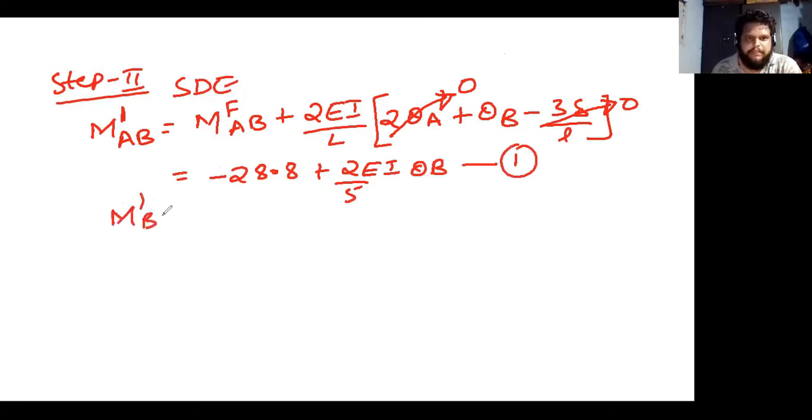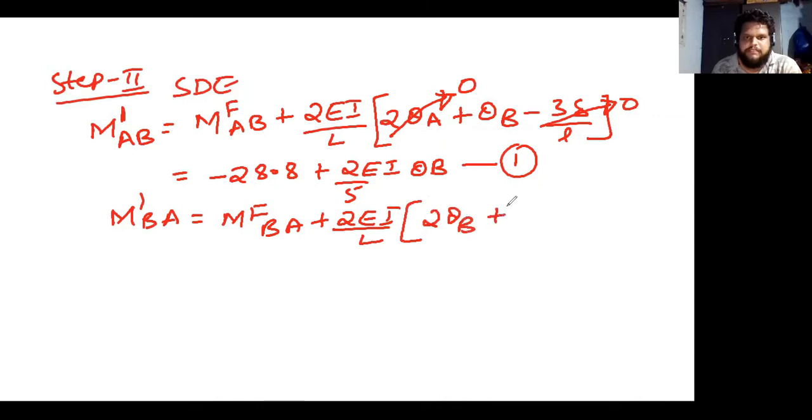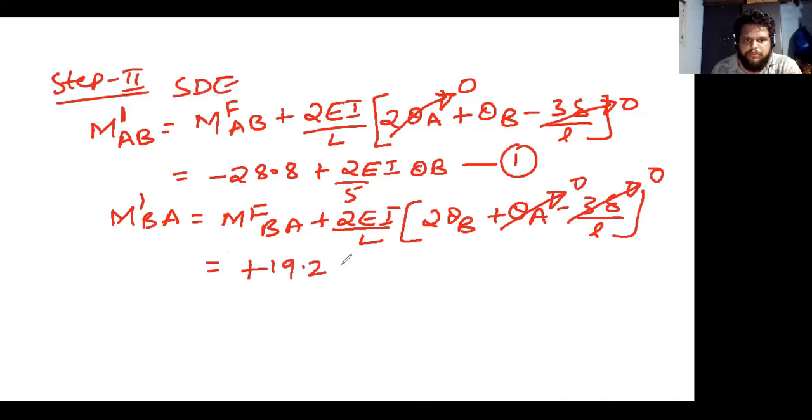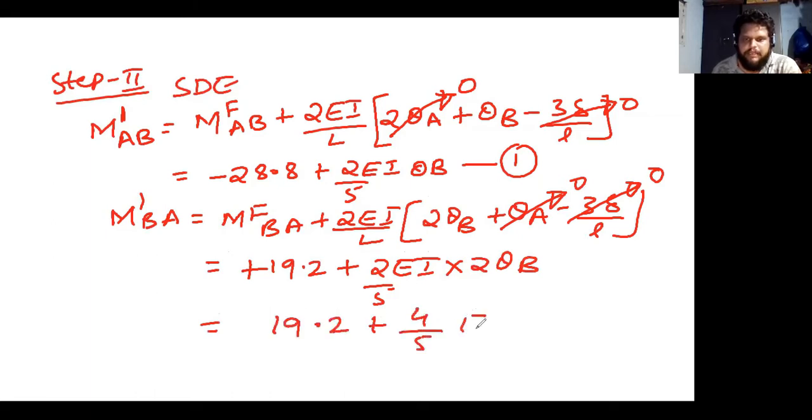Similarly, M dash BA is equals to MFBA plus 2 times of EI by L into 2 times of first subscript plus 1 time of second subscript minus 3 delta by L. Okay, so this 3 delta by L is gone and this theta is also gone because you know the reasons. Okay, MFBA equal to plus 19.2 plus 2 by 5, into 2 theta B. Okay, if I rewrite this equation, 19.2 plus 4 by 5 EI theta B.